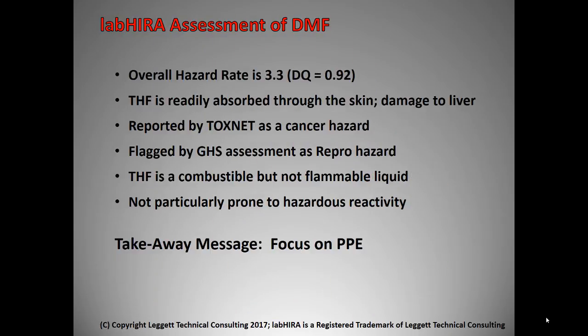So here's a summary of what we've learned from labHIRA for DMF. It tells us that the overall hazard is 3.3 out of a maximum of 5, and the DQ, by the way, is the data quality. The data coverage that we can obtain from all these different sources is about 92% of perfect. That's a very good data coverage.